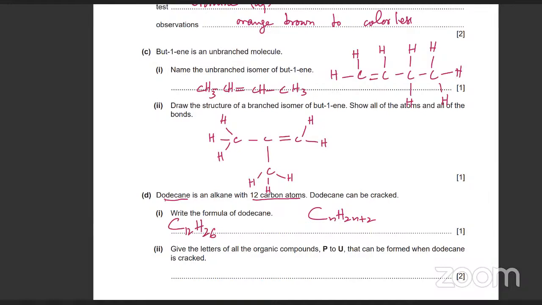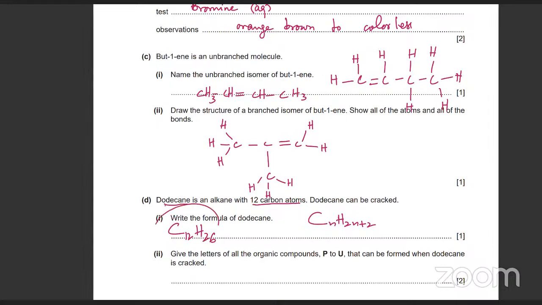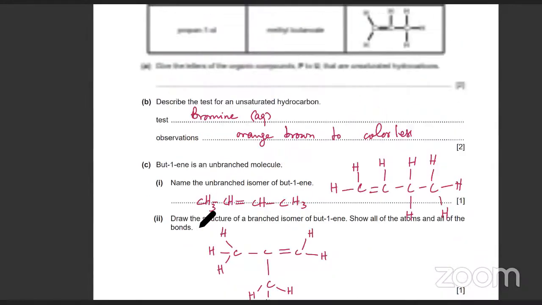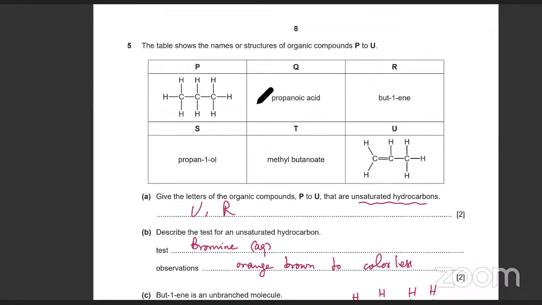Give the letters of all organic compounds P to U that can be formed when dodecane is cracked. Now, when you crack a molecule, a bigger molecule is always cracked to get smaller pieces. Smaller pieces are more useful. Why? Because they have a lower boiling point, they are less viscous and they are very flammable. So anything that's smaller than this can be formed, right? इससे छोटा होगा तो form हो जाएगा, right? So P can be formed, R can be formed, U can be formed.